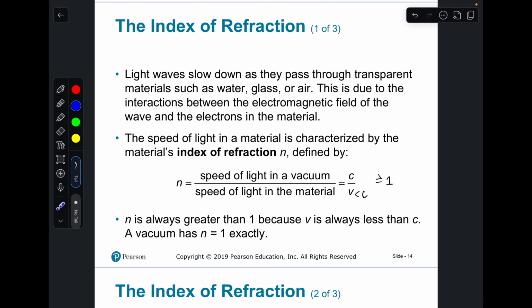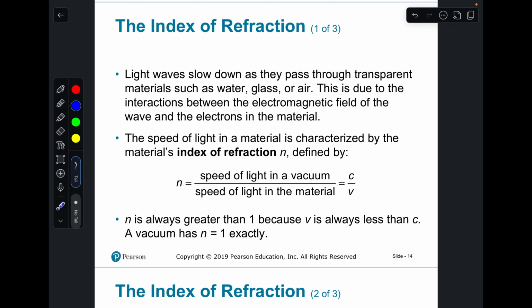We're going to talk about light as it passes through other materials such as water, glass, or air. And what happens is when the light waves pass through these other materials, they slow down. They go slower than the speed of light. We can calculate the speed of light in a different material by knowing the material's index of refraction, n. And the index of refraction, n, is defined by a ratio. It's the ratio of the speed of light in vacuum, which is 3 times 10 to the 8, divided by whatever the speed of light is in that particular material.